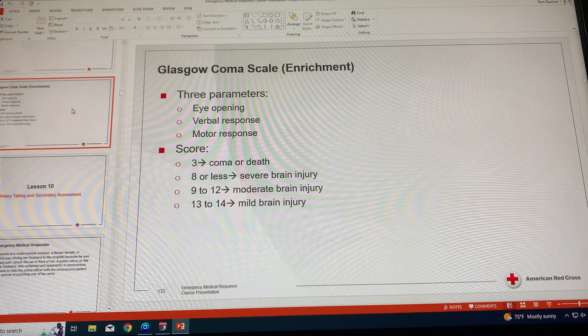12 or less, moderate brain injury. 13 to 14, mild. So you see, as the numbers go up, it's less severe. As the numbers go lower, it goes to coma or death. Okay, and that is the last slide wrapping up this chapter.